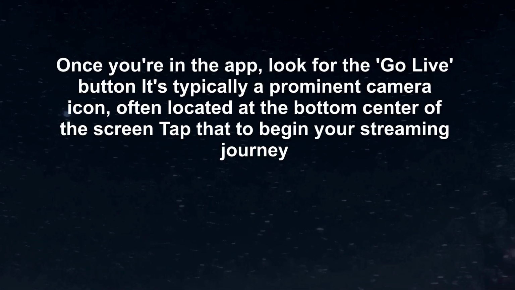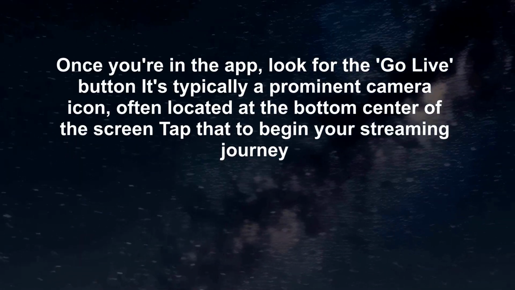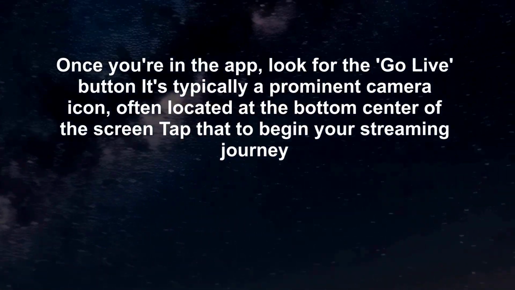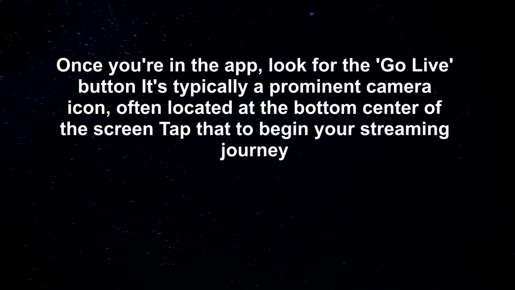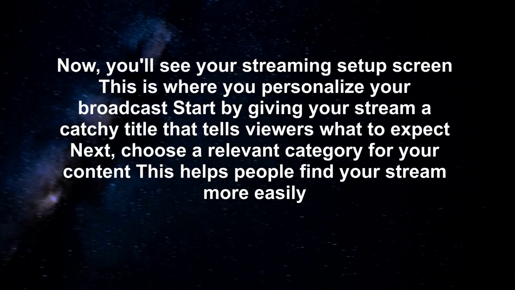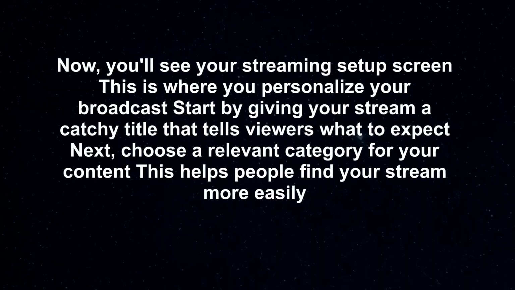Once you're in the app, look for the Go Live button. It's typically a prominent camera icon, often located at the bottom center of the screen. Tap that to begin your streaming journey. Now, you'll see your streaming setup screen. This is where you personalize your broadcast.